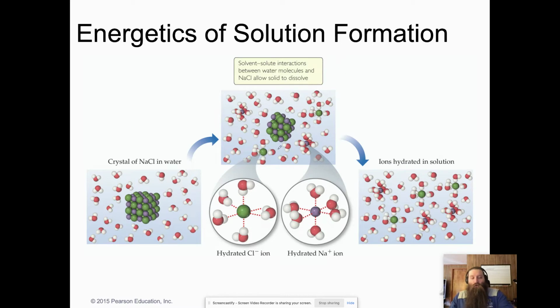So there is still a force of attraction here, right, between the negative end of water and the positive end of this hydrated sodium ion, right? So we have forces in both directions.